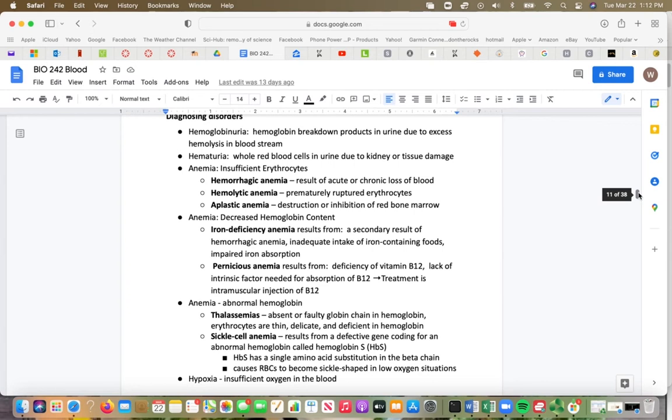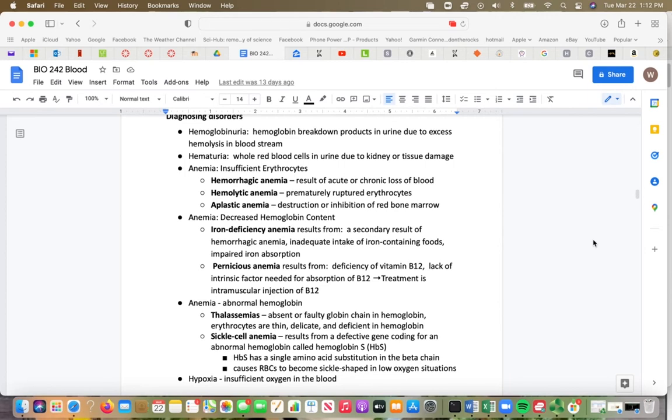And then anemia is having insufficient erythrocytes. One type is hemorrhagic. That's due to a loss of blood from something like bleeding. Hemolytic anemia, here the red blood cells are ruptured too early. Aplastic anemia, they're being destroyed or inhibited in the red bone marrow. So when you have anemia, you're going to decrease the hemoglobin content. So with iron deficiency anemia, that's a secondary result of something like hemorrhagic anemia or inadequate intake of iron in the diet or having impaired iron absorption. So the trick is to figure out what is the cause of it.